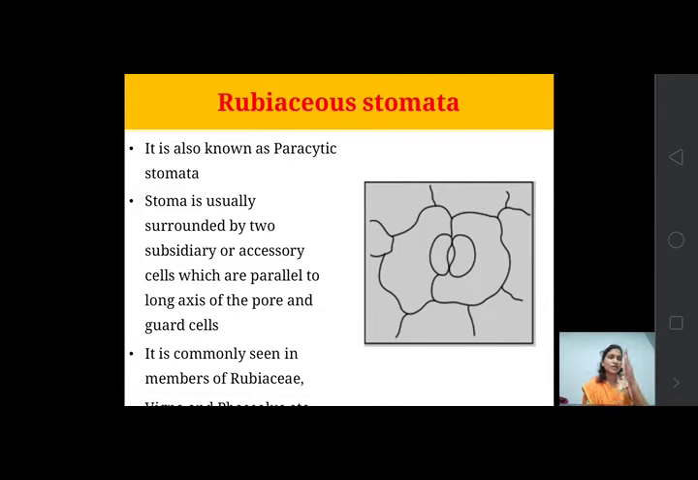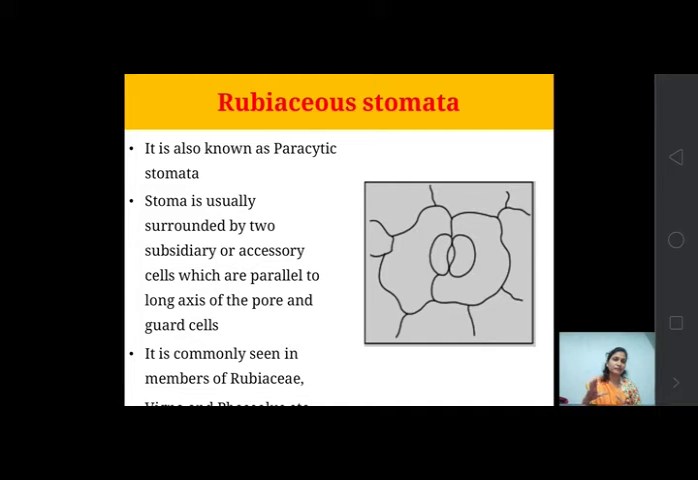Okay, so this is the central axis of the pore or the guard cells, and according to that central axis, these subsidiary cells or accessory cells are present parallel to that axis. So that's why it is known as paracytic stomata. It is found in the Rubiaceae family, for example Vidania and Ixora, members of the Rubiaceae family. Okay, so it is found in those plants.